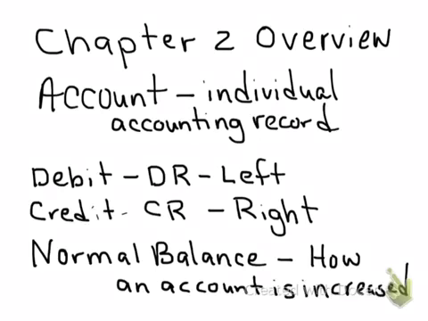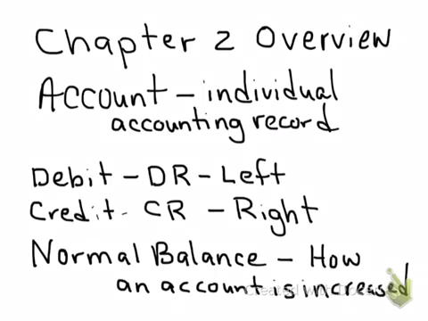Alright, we're going to look over Chapter 2 and an overview of part of Chapter 2. The first thing that Chapter 2 looks at is what an account is. An account is an individual accounting record. An account will have debits in it as well as credits. Now remember that a debit is abbreviated as DR and it simply means left. A credit is CR and it simply means right.